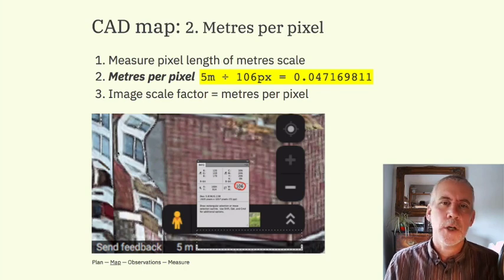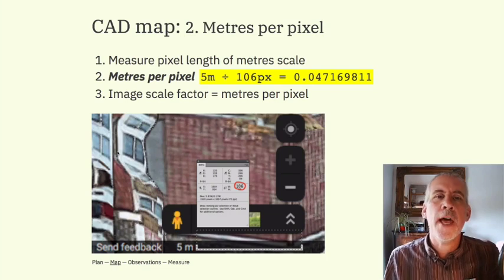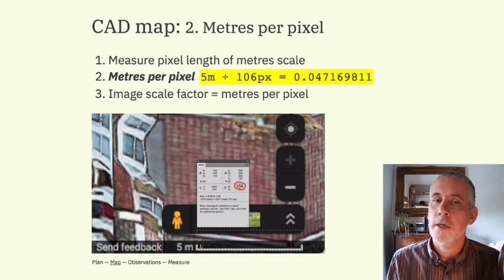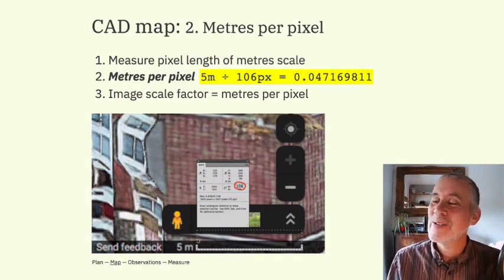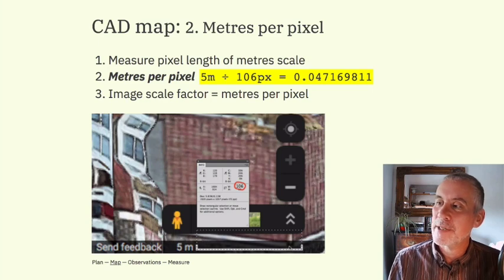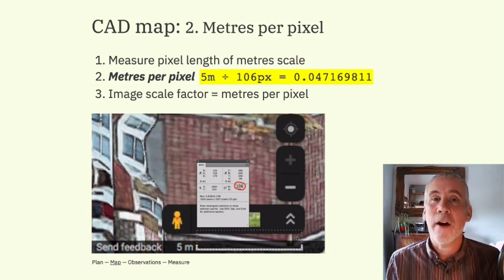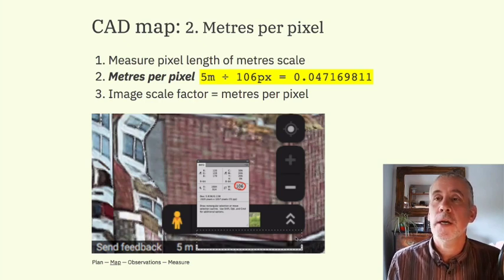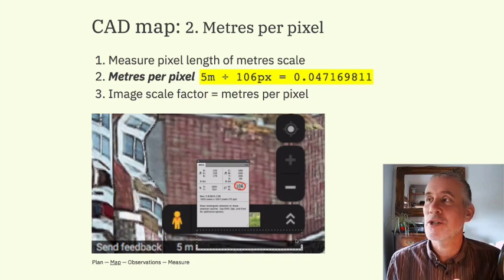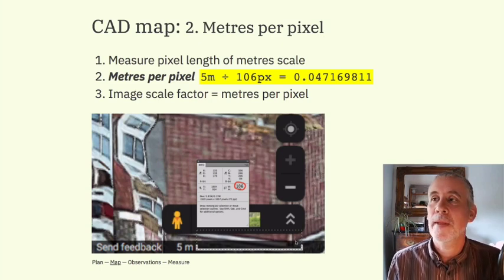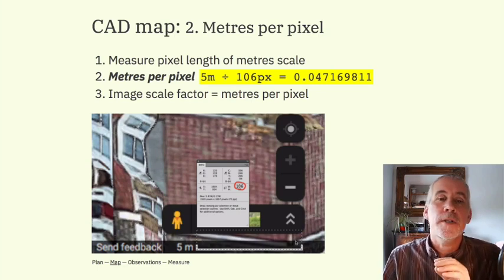So open up your image in Photoshop or something similar, and then measure the pixel length of the meters scale. Do check that you've got meters rather than yards for this. It's much easier to work in meters. All modern people generally work in meters now. So use the marquee tool, and then select the scale. Make sure you get it right. That 5 meters is 106 pixels. So 5 meters divided by 106 pixels gives you the meters per pixel, which in this instance is 0.047, etc. And that is the number that we'll use to scale in CAD.